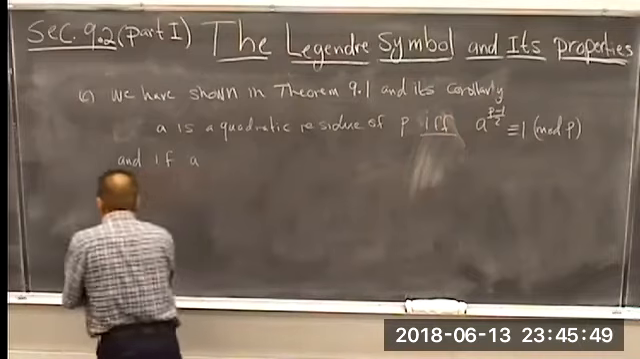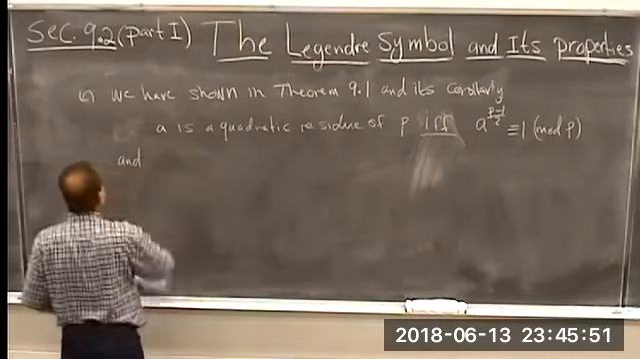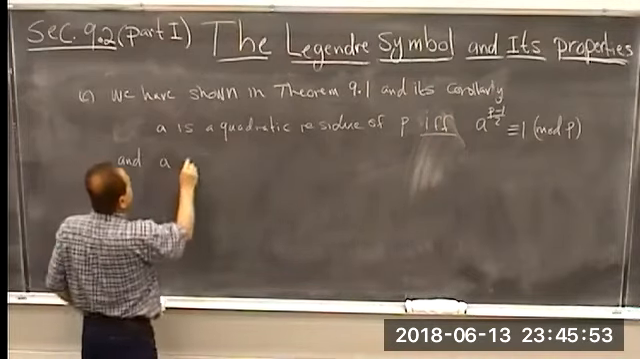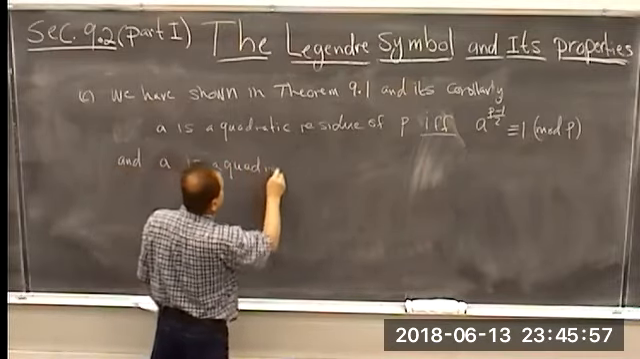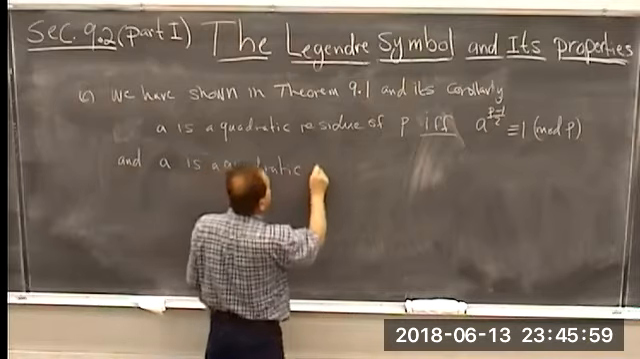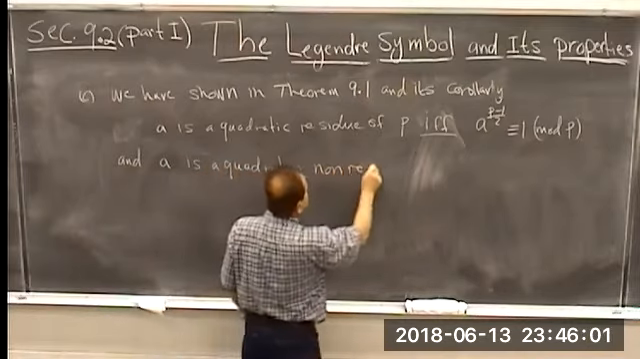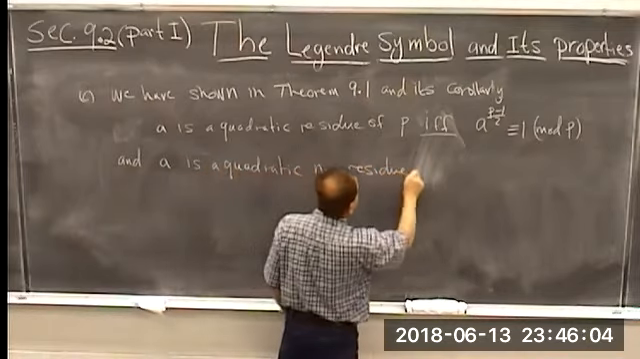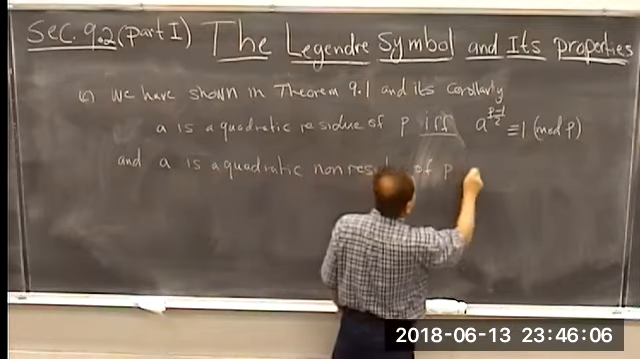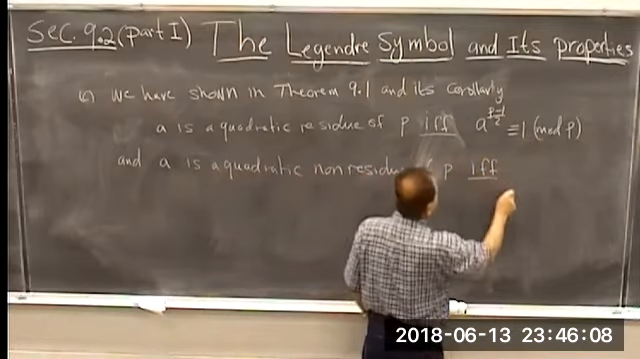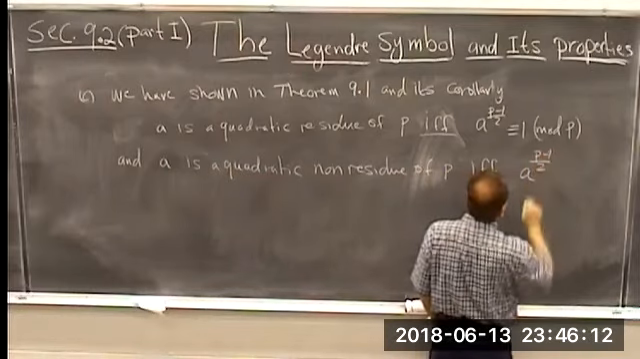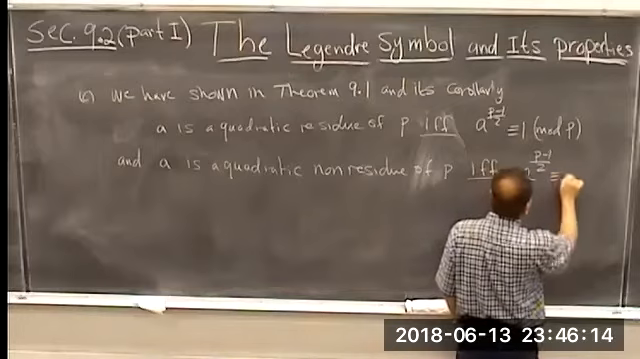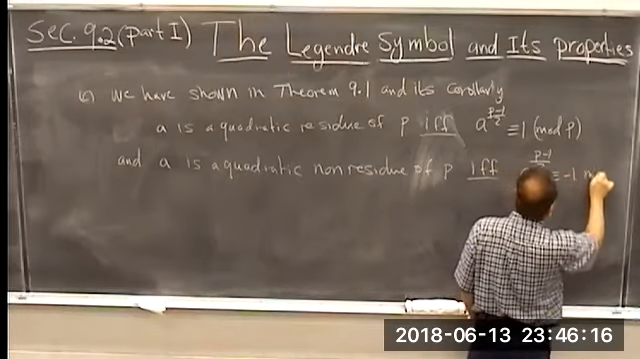And A is a quadratic non-residue of P if and only if A to the (P minus 1)/2 is congruent to negative 1 mod P.